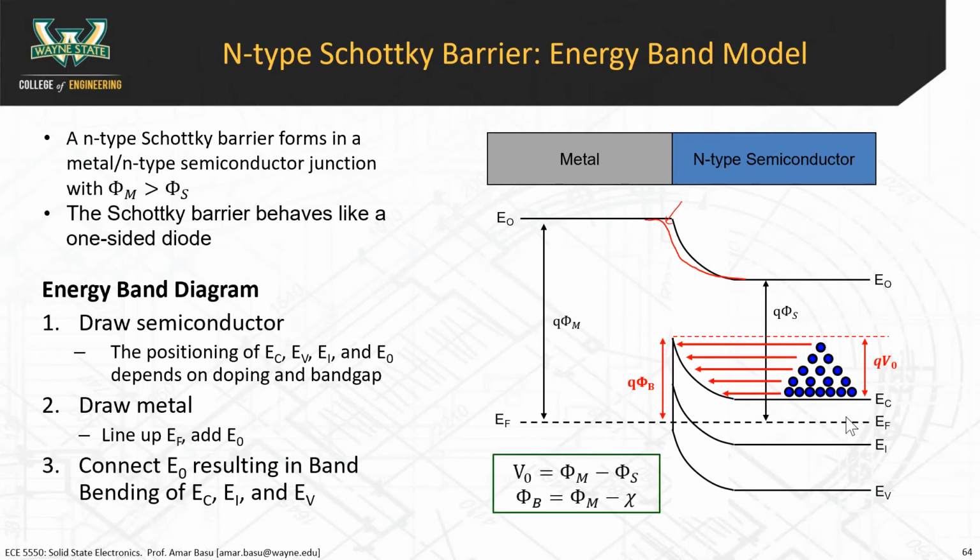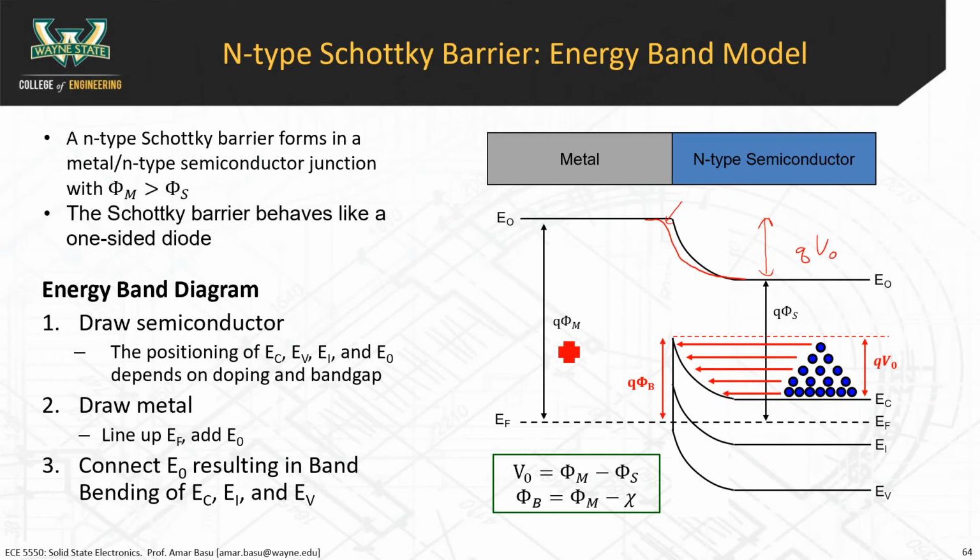Right? So V0 is equal to phi m minus phi s. Phi b is equal to phi m minus electron affinity. Let's go over that for a minute. This is just an important point that I want you to note about the band diagram. This is phi m, and then this is phi s. And this distance here is the amount of bending in the band diagram, and this is equal to QV0.